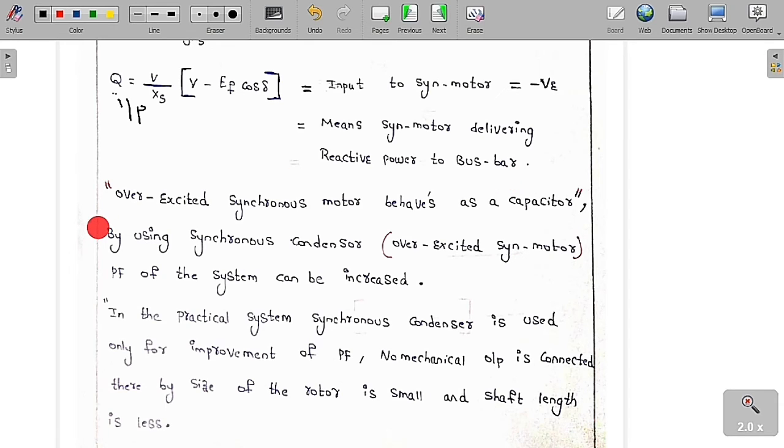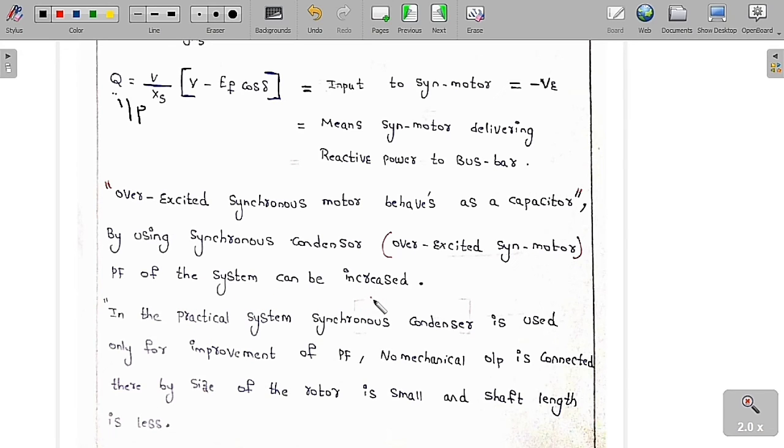These things I have already told you. That is the reason an over-excited synchronous motor behaves like a capacitor, because a capacitor delivers reactive power. This is possible whenever we do not keep any load, under no load condition. In the over-excited mode, the synchronous motor acts like a capacitor. So by using a synchronous condenser, which is also called the over-excited synchronous motor, under no load condition, the power factor of the system can be increased.